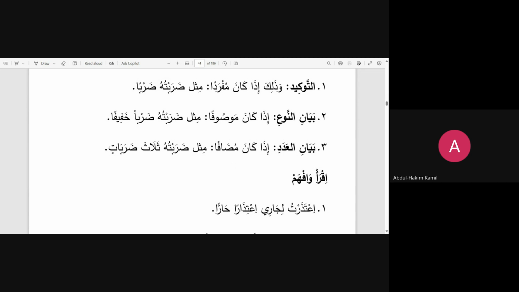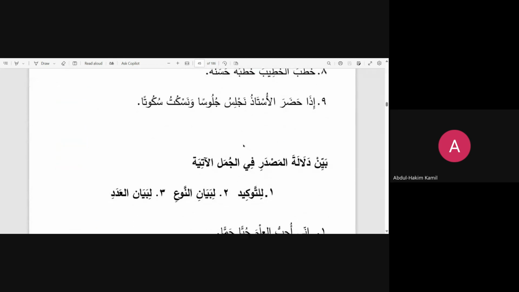What does mufradan mean? Single. Alone. There's nothing attached to it. Najlis julusan. That's it. Naskut sukutan. They say sukutan tawilan. Nothing is attached to it. So here when we have hubban jamman, hold on.